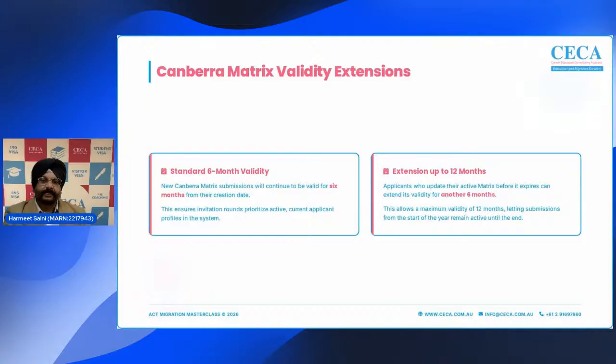It means when you create the Canberra Matrix it will last for 6 months, but if you update it in between, before the last date of expiry of the 6 months, it will extend another 6 months. So this allows a maximum validity of 12 months, letting a submission from the start of the year remain active until the end of the financial year.